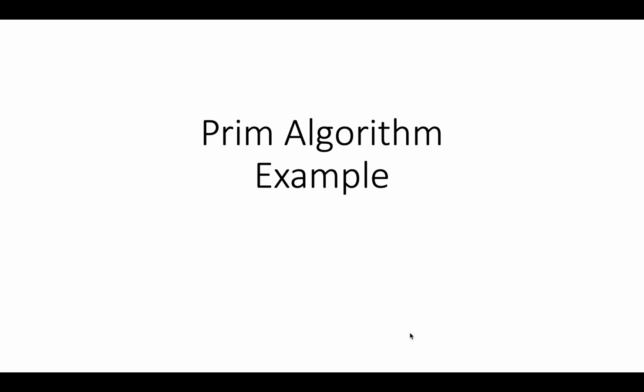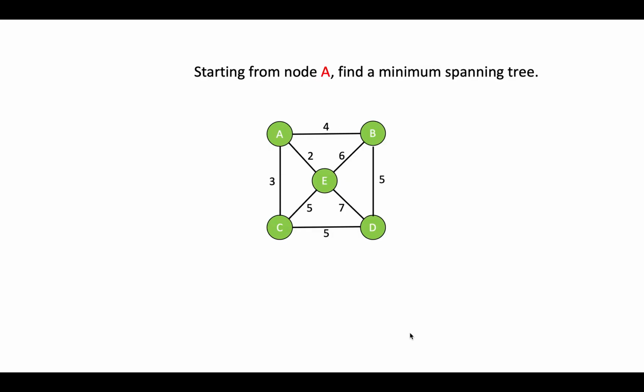Hello everyone, I'm here to give you a simple example of Prim's algorithm. Prim's algorithm is an algorithm that helps us find the minimum spanning tree of a given graph. Suppose we have a graph like this, and starting from node A, we want to find a minimum spanning tree.